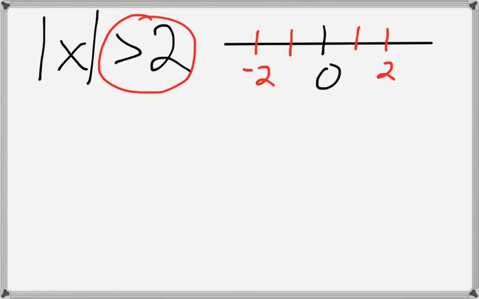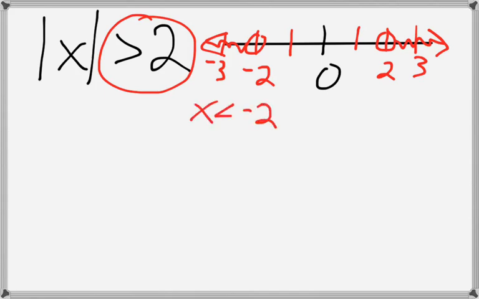However, if we look further out, the number 3, for example, is a solution because it's 3 units from 0, which is more than 2. So the numbers way out here pass as solutions, as well as numbers over here like negative 3. Its distance from 0 is more than 2. So the numbers less than negative 2 are solutions, and the numbers that are greater than 2 are solutions.